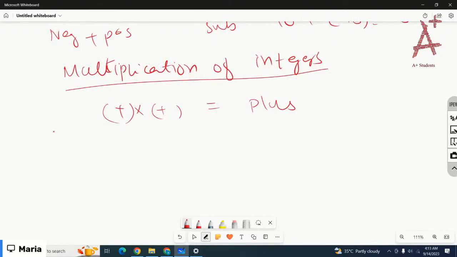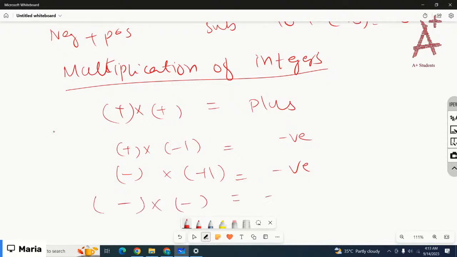Okay, you are multiplying a positive and a negative number. The answer must have a negative sign, right? You are multiplying a negative and a positive number. The answer must be again negative. And you are multiplying two negative numbers. The answer must be positive.